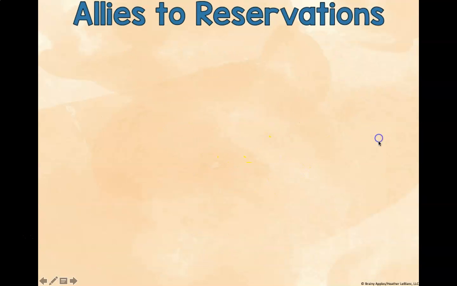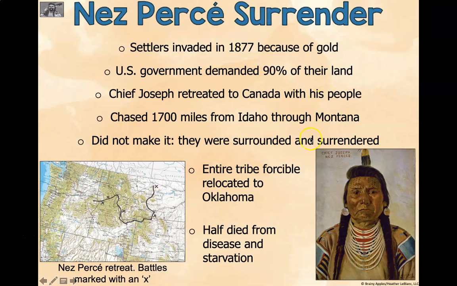Oops, sorry. I need to edit this. That was not supposed to be there. The entire tribe was forcibly relocated to Oklahoma. Unfortunately, half of them died from disease and starvation as they were marched to Oklahoma.